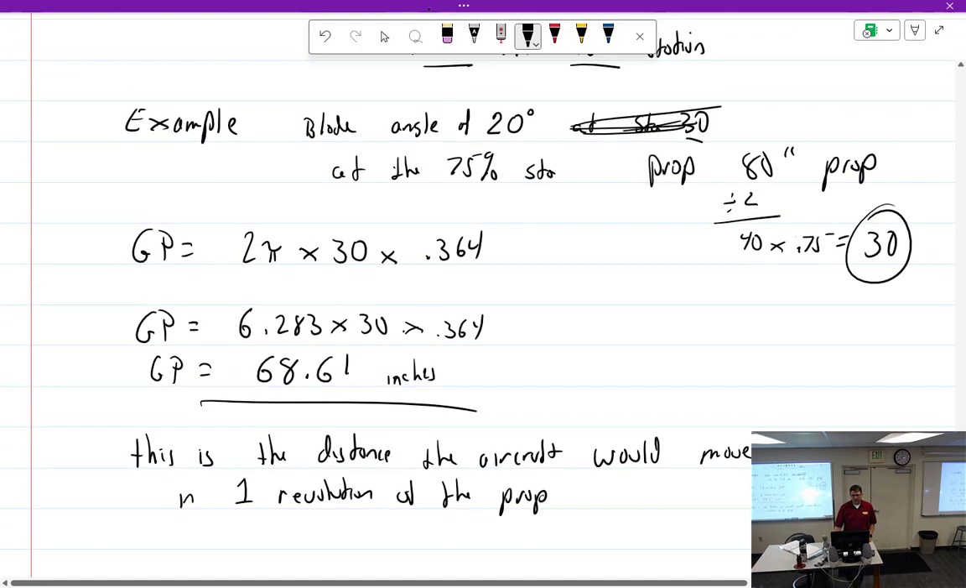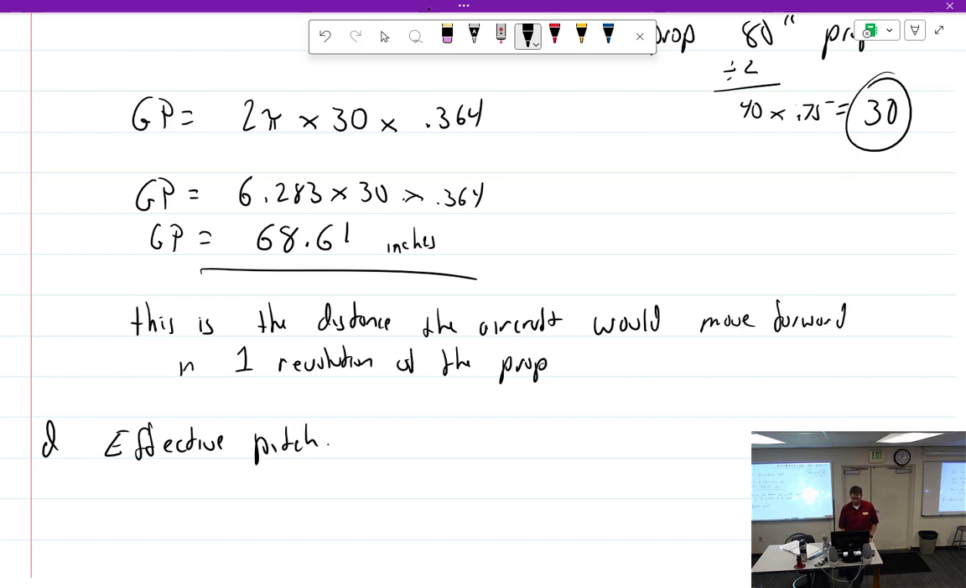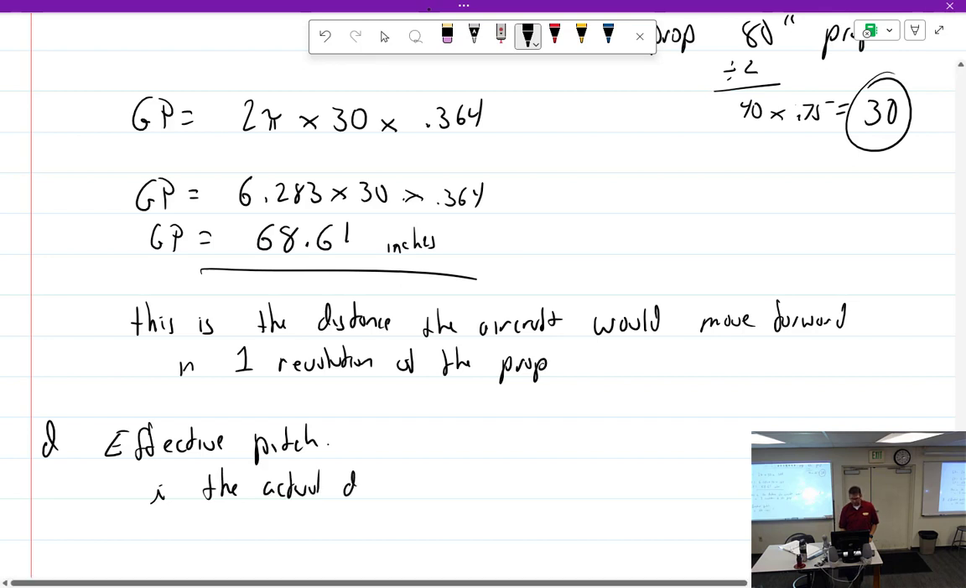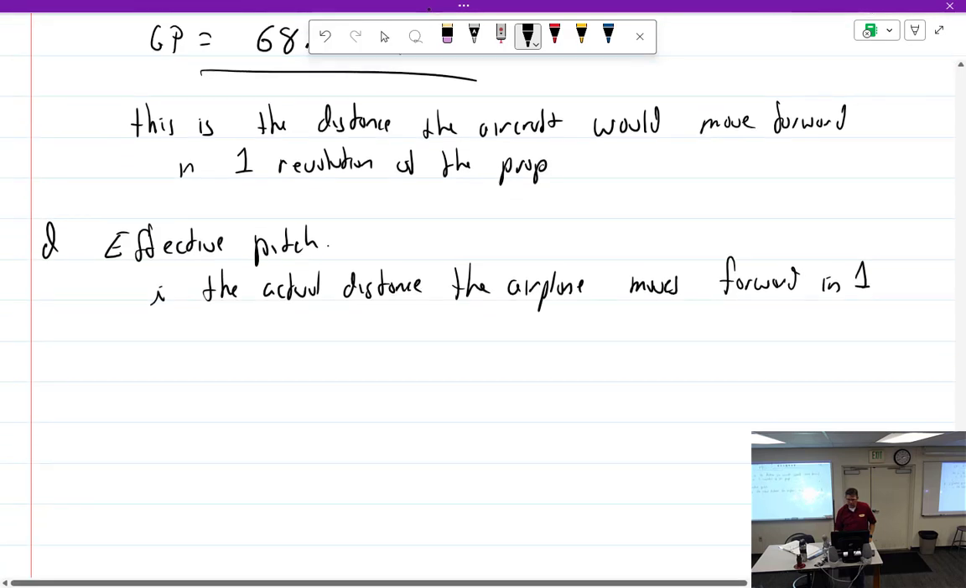All right, so that is geometric pitch. But then we have a thing called effective pitch, and that is the actual distance the airplane moves forward in one revolution of the prop.